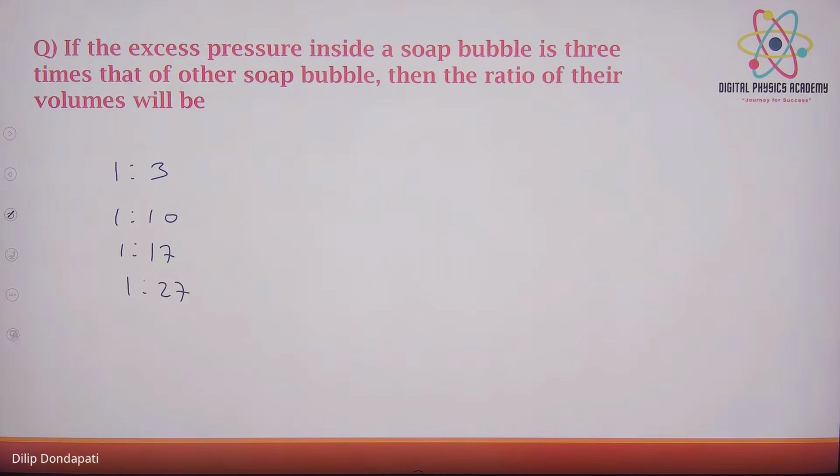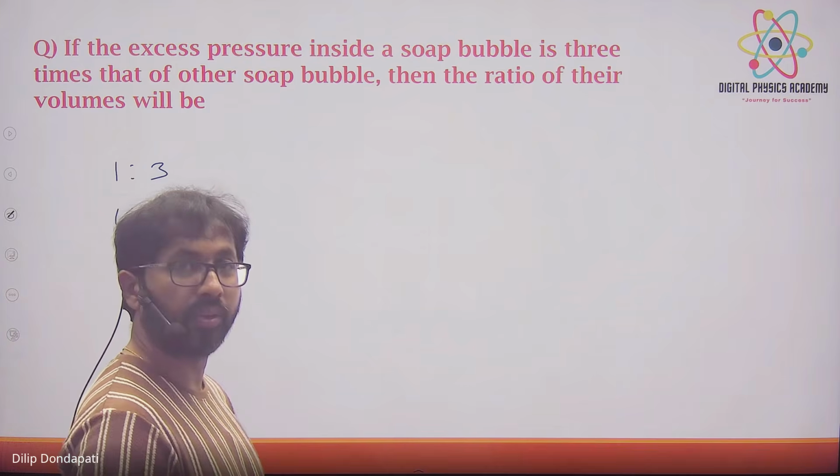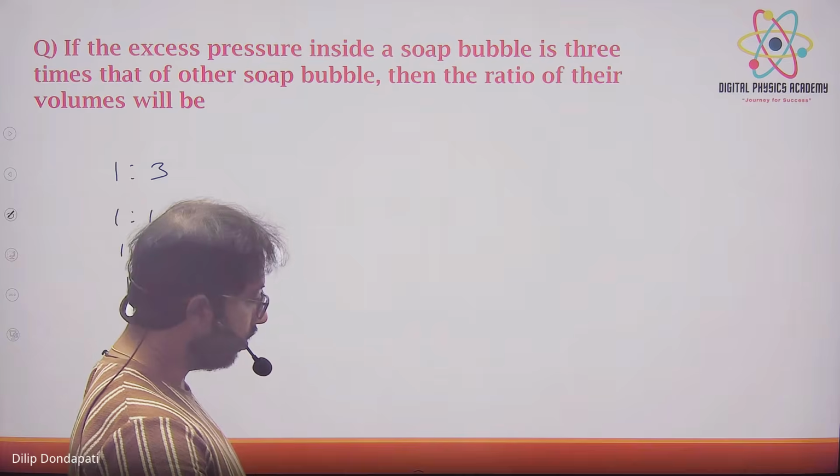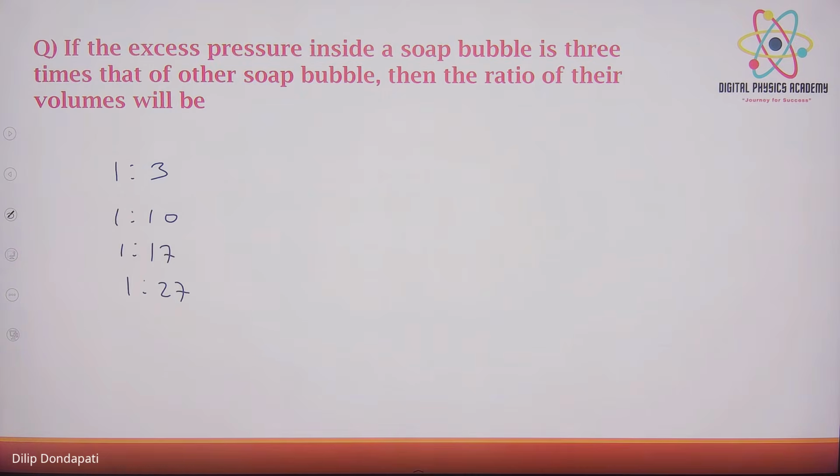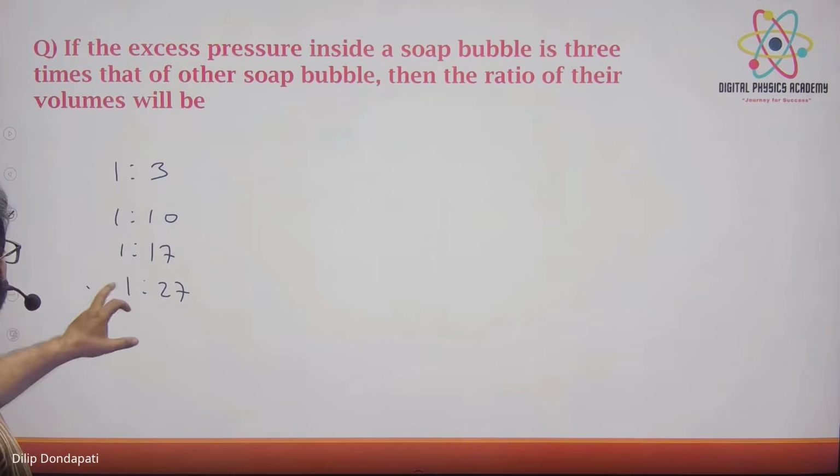Sir, in 4T by R, what is T again? Tension, right? Surface tension. 1 is to 27. Yeah, 1 is to 27. 1 is to 27 is the answer. Next. Try it.